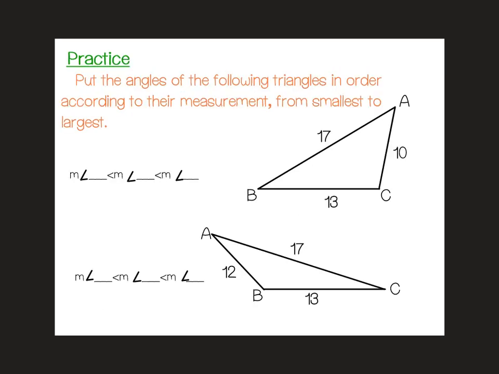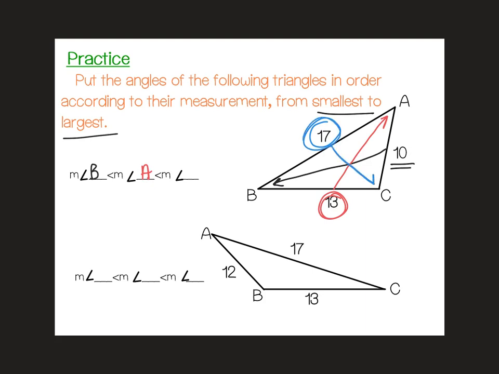Put the angles of the following triangles in order according to measurement from smallest to largest. So it's the same idea. I'm going to start with the smallest side, so that's this one. And then opposite it is the smallest angle. So angle B is the smallest. Then the next side is 13, and across from it is the middle angle. And then last, the largest side is 17. It's across from the largest angle, which is C.